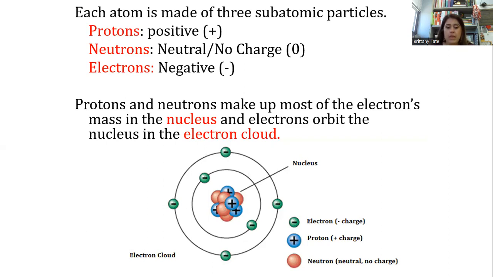So that's what relates to what we're talking about next, which is your atomic number and your atomic mass. Remember that most of the mass of an atom is found in the nucleus because that's where the protons and neutrons are, and the electrons are the smallest of the subatomic particles, and those are found again just in the outside cloud.